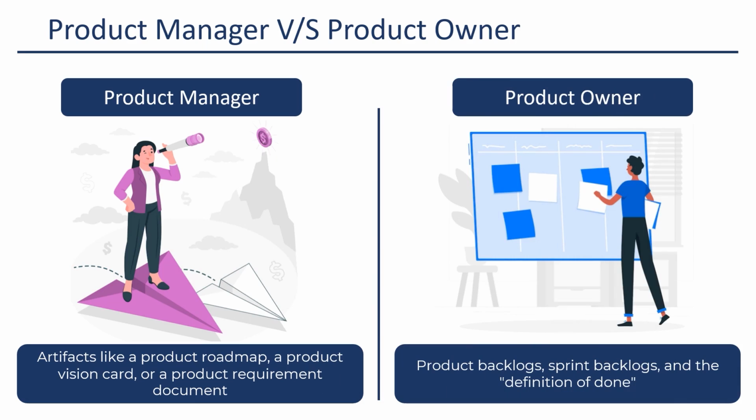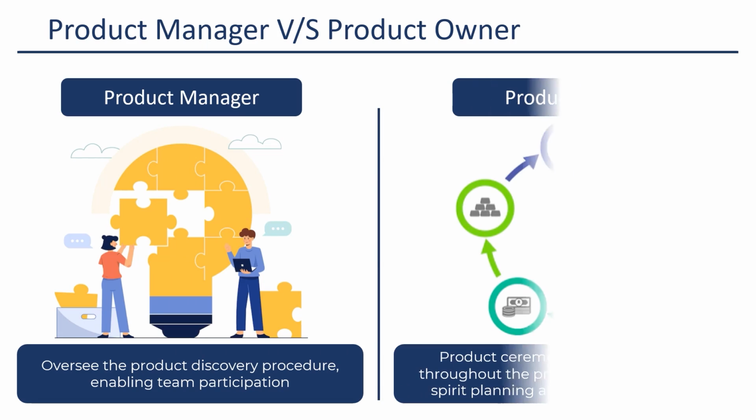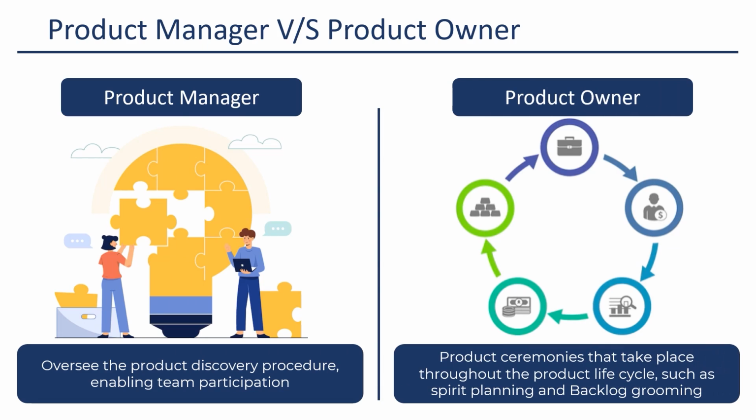Product backlogs, sprint backlogs, and the definition of done are just a few examples of the artifacts that product owners must create and manage. Product managers may oversee the product discovery procedure, enabling team participation. But on the other hand, many of the product ceremonies that take place throughout the product lifecycle, such as sprint planning and backlog grooming, also include product owners.